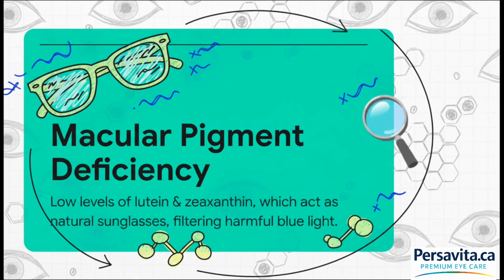And while that's happening, the macula's own built-in protective shield can start to wear thin. This shield is called the macular pigment. It's made from lutein and zeaxanthin, and it basically acts like a pair of internal sunglasses, filtering out all that harmful blue light. When your levels get low, those critical photoreceptor cells become way more vulnerable to damage.